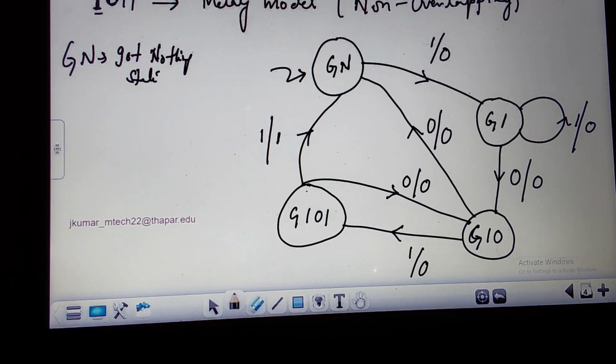In the case of non-overlapping, once you detect the pattern, instead of going to the next state, you go to the got 1 state. The non-overlapping case. Right? Not understood? Okay.